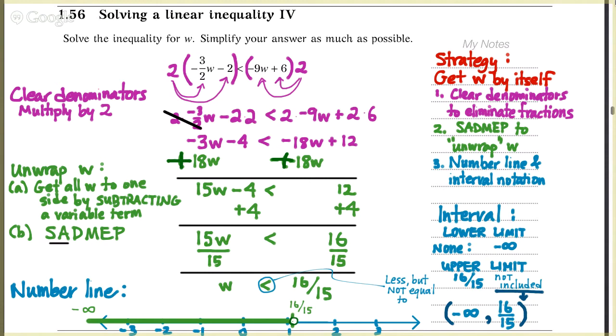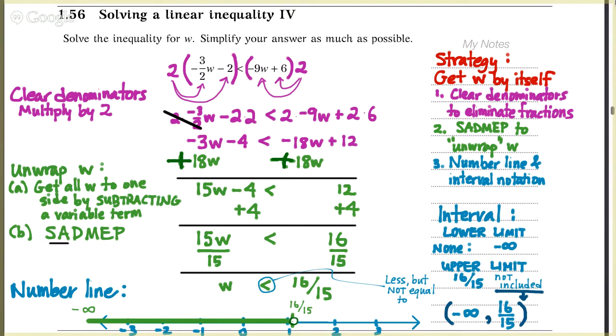Then we had to contend with the fact that there were variables on both sides. So we moved the term from the right-hand side, negative 18w, that had the variable, over to the left-hand side. In other words, we added 18w, so that now there was just a single term that had a w in it, and it was on the left side of our inequality.